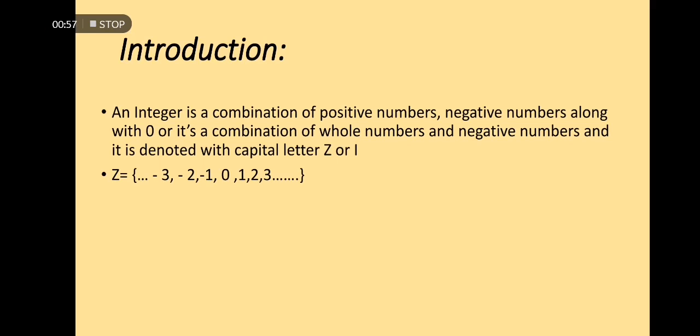You know very well what positive numbers are. Those are 1, 2, 3 and so on. What are negative numbers? The numbers which are below 0 are negative numbers.